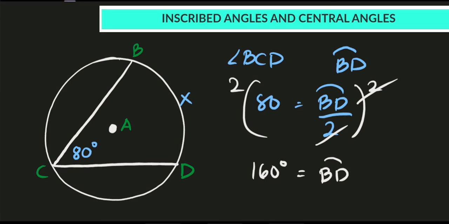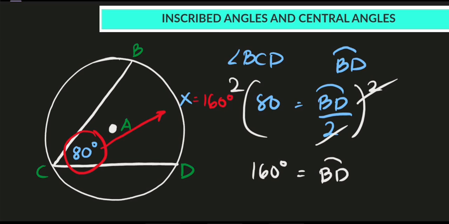Again, by using the concept, since this inscribed angle is 80 and its measurement is half of the intercepted arc, just multiply the value of 80 by 2. So 80 times 2 is simply equal to 160 degrees. So x is equal to 160 degrees.